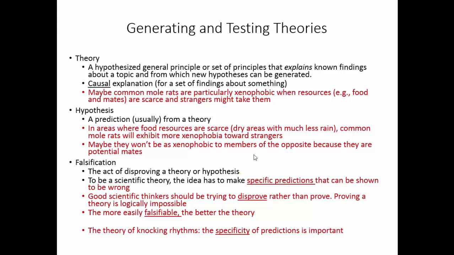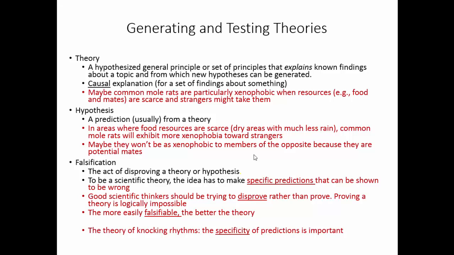So good scientific thinkers should constantly be trying to disprove rather than prove, at least ideally. I'm not saying that scientists always set out to try to disprove their own ideas. But if you don't subject your ideas to tests that could disprove them, other people surely will. So at least collectively, science advances by potentially disproving ideas and coming up with better ideas that account for things better.